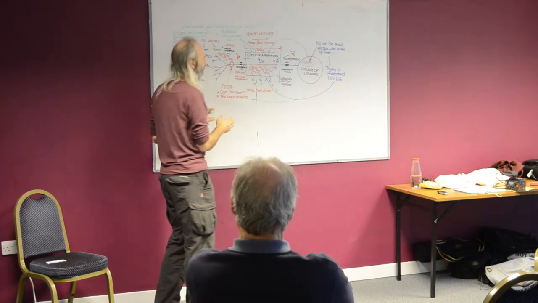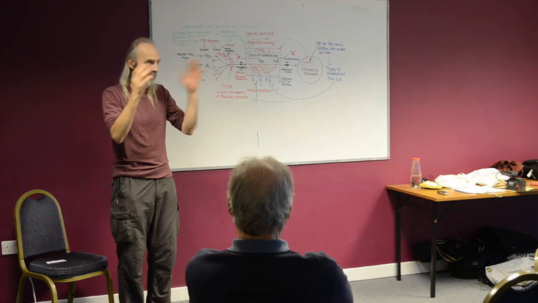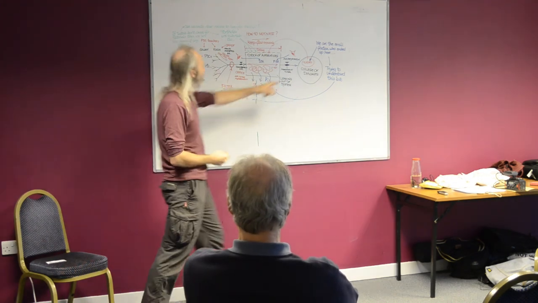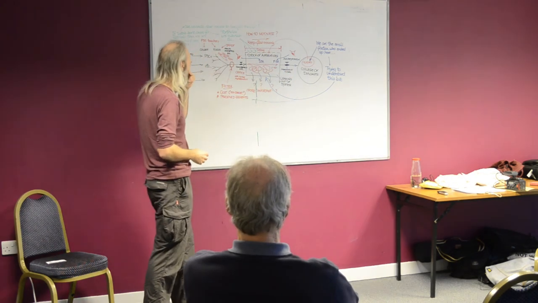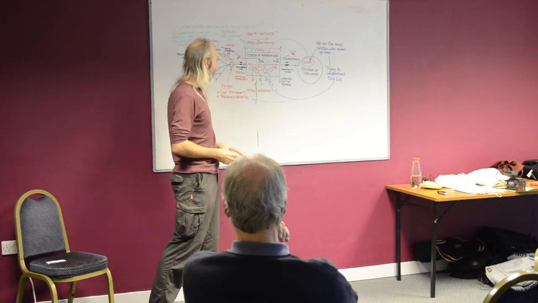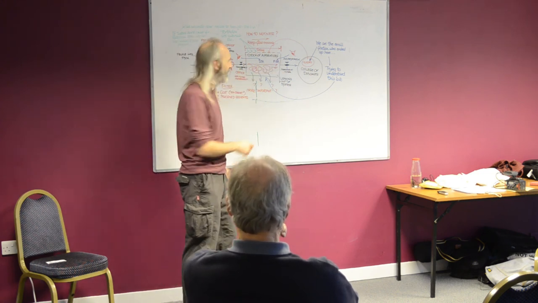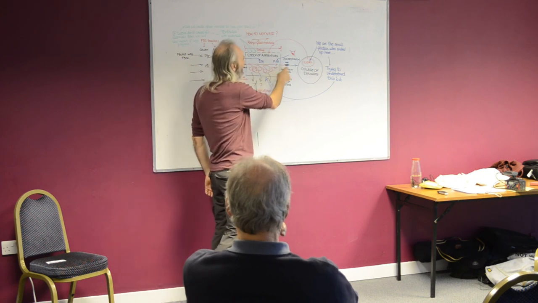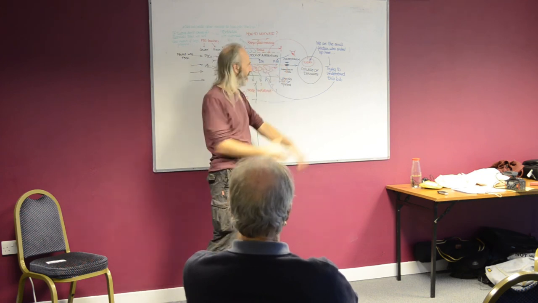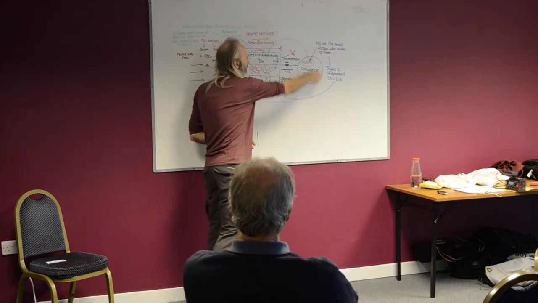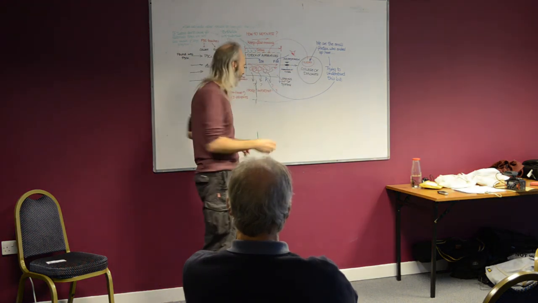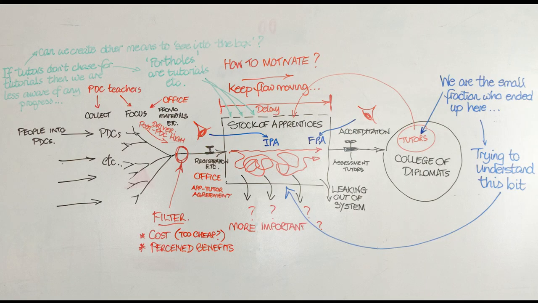And the system is the stock of apprentices. That's all of you, because I'm over here now, doing the diploma at different stages. And then at some point you come out the other end, hopefully, you accredit, so that's the assessment that says, yes, off you go. And you become a member of the College of Diplomats, and some of whom are tutors. So all of us sat in the room yesterday were in this little group here. But along the way, not everyone goes there. Some of us leak out of the system.